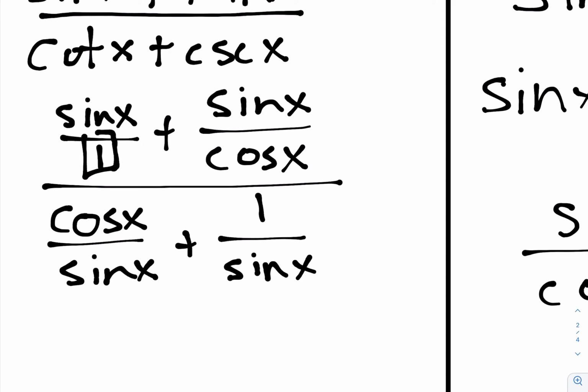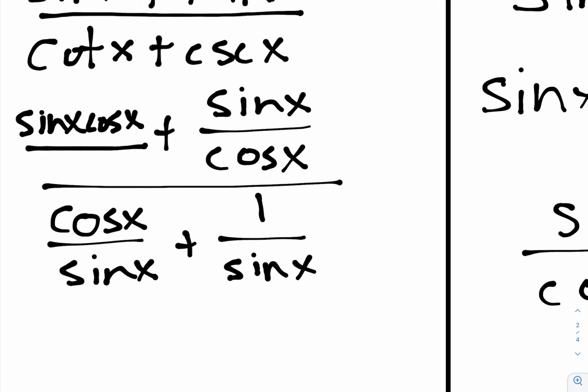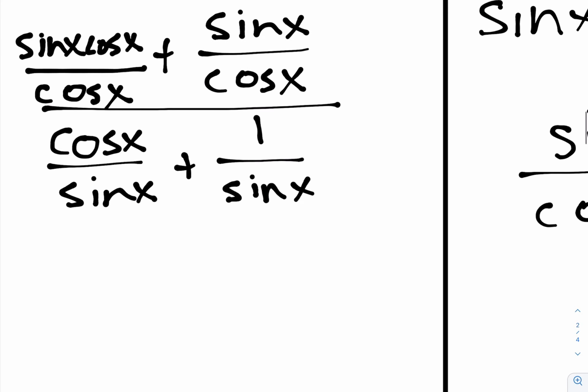So if we multiply that 1 by just cosine, we're going to get cosine as our denominator. So the top's going to be sine x cos x, and our new denominator is going to be cosine x. And you might notice that if we cross out factors we see on the top and the bottom, cos x, we're just left with sine x, which is what we already had, except now our denominators are the same. So we can add those fractions together.